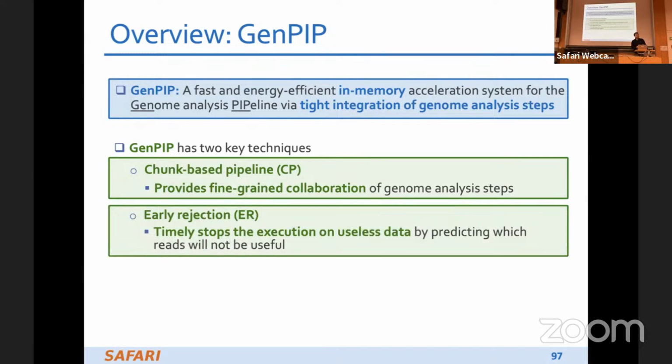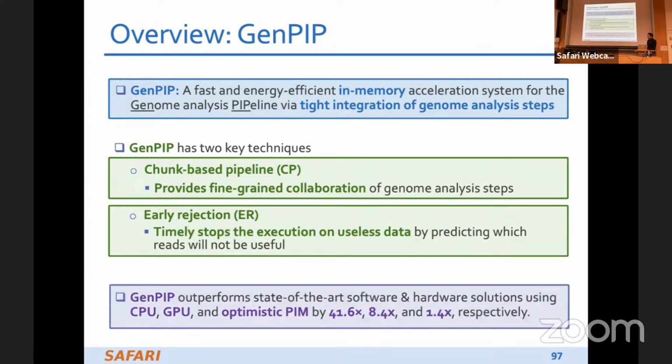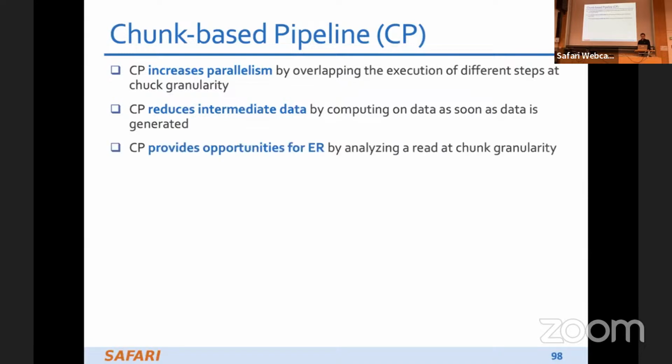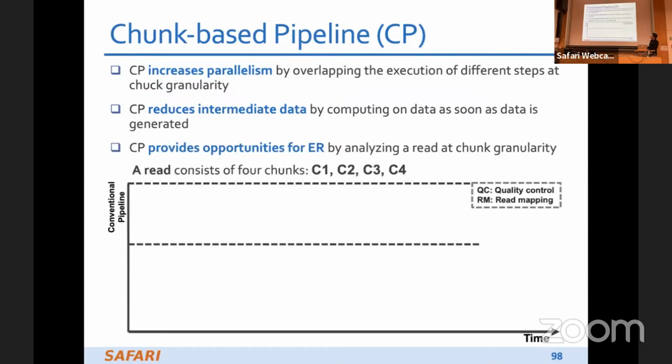Second is early rejection, meaning based on the analysis that we've done so far on the chunks, we assess whether we want to continue analyzing this particular read or not. If, for example, this read turns out to be useless for us, we can stop at any point so that we minimize the unnecessary computations that otherwise would have been computed by base calling this read fully. By doing so, we achieve significant speedups and energy reductions, which I'll come to soon. So this is the chunk-based pipeline, as I described earlier. This is an illustration of it.